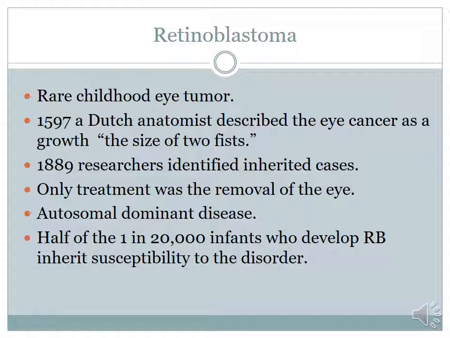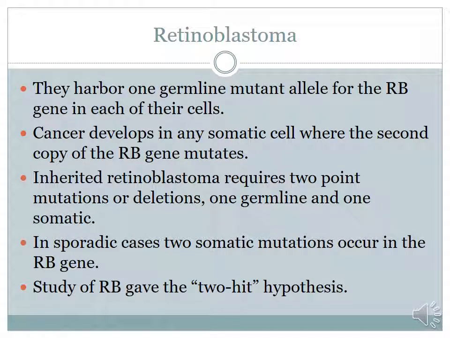It's an autosomal dominant disease, therefore there are new mutations, and half of the 1 in 20,000 infants who develop retinoblastoma inherit susceptibility to the disorder. After inheriting this susceptibility, they harbor one germline mutant allele for the retinoblastoma gene in each of their eyes. Cancer develops in any somatic cell where the second copy of the RB gene mutates.